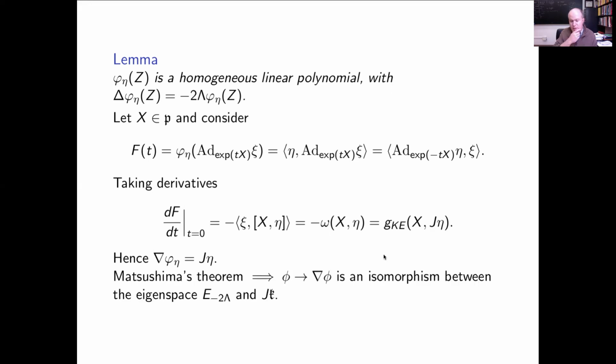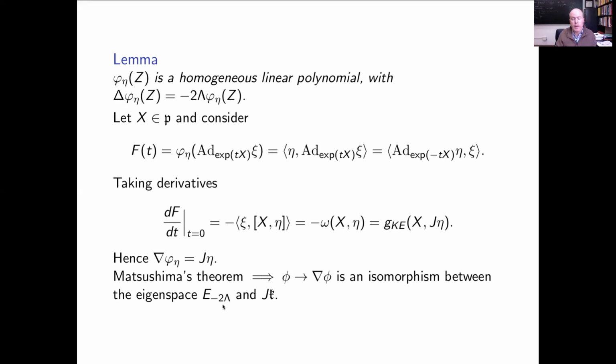And that's really it, because Matsushima's theorem gives you an explicit isomorphism between this eigenspace and J times the space of Killing vector fields. This is the isomorphism. So if you have a function whose gradient is J times a Killing field, this function must be realized as an eigenfunction of the Laplacian with this eigenvalue. Okay, there are some details skipped here because now you have to do this over the whole manifold, but this is the basic idea.